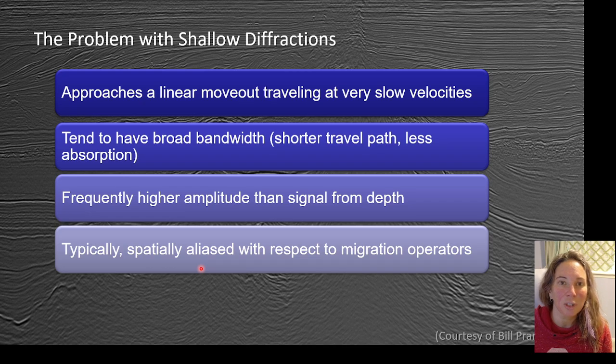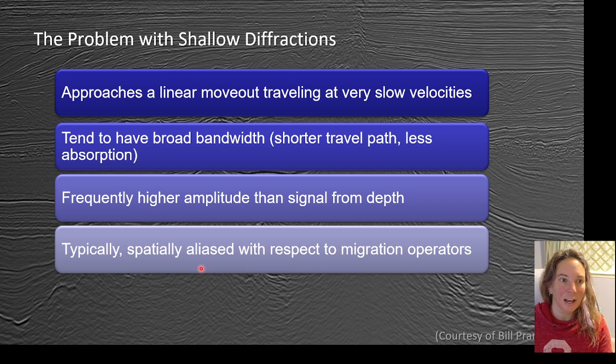And the problem that we have with shallow diffractions is that they end up creating a lot of problems in your seismic data. So some of the ways that they change the seismic image that can affect your interpretation is that they tend to have slower velocities. And so that changes where reflectors end up being put, and that ends up getting compounded when you do your normal move out in your processing.